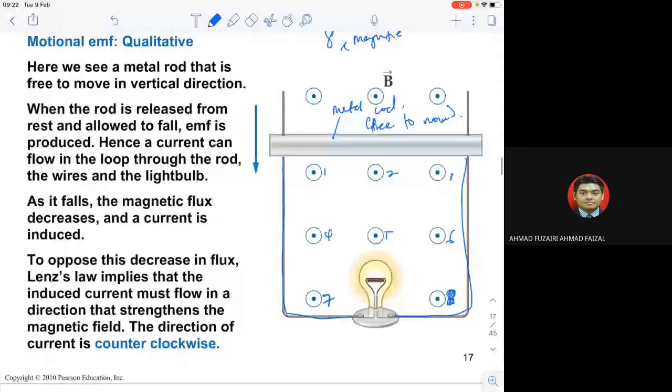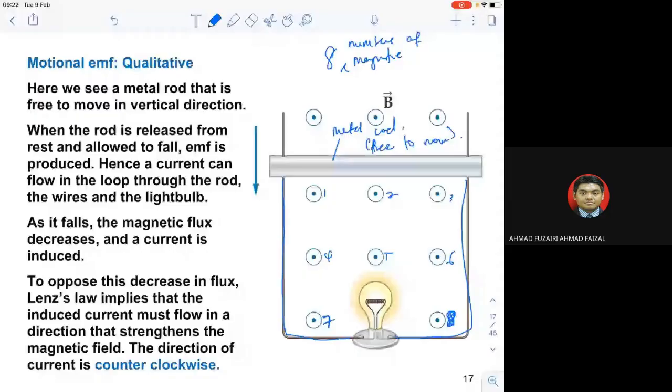What happened if the metal rod is now reduced to this part? It's going down until this part. What happened to the magnetic field inside the loop? The magnetic field inside the loop now becomes 6. So it is decreasing. What happened if the magnetic field is decreasing?